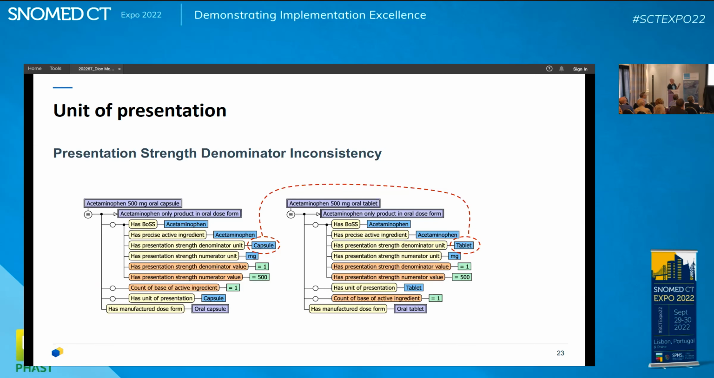This is another issue with the international content being quite specific. So the thing on the left is modeling 500 milligrams per capsule, specifically saying that, and the other on the right is saying 500 per tablet. So to classify, those are different strengths. They're not the same strength, whereas obviously to a human they're both 500 milligrams. And this is another problem that causes issues with the classification.